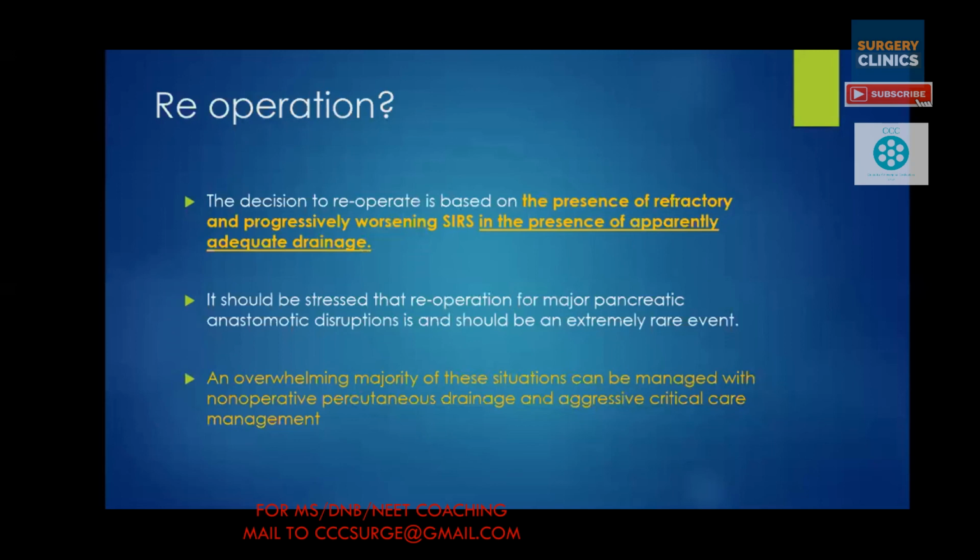As sir has said, the majority of these patients in type A and type B and some type C become okay with conservative management. An overwhelming majority of these situations can be managed with non-operative percutaneous drainage and aggressive critical care. So your critical care consultant becomes a new friend, and your critical care RMO becomes a good friend. Give him as many chocolates as possible, or take him out. He has to monitor the patients clinically.